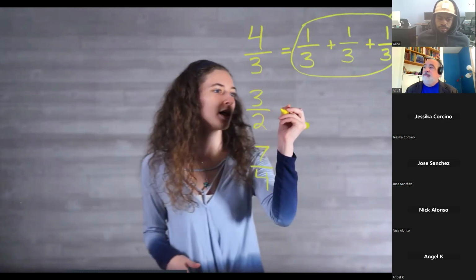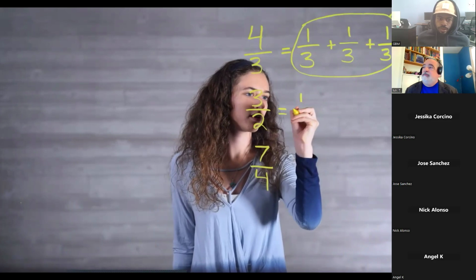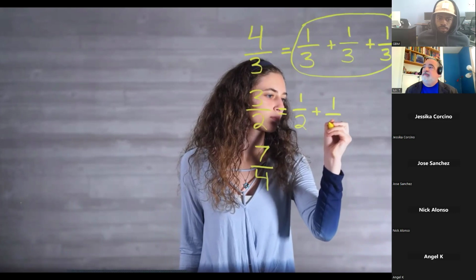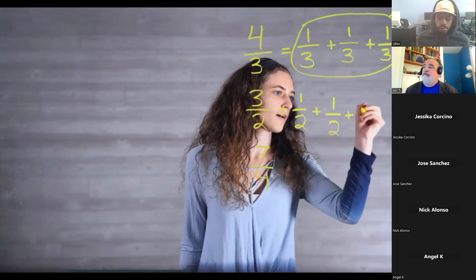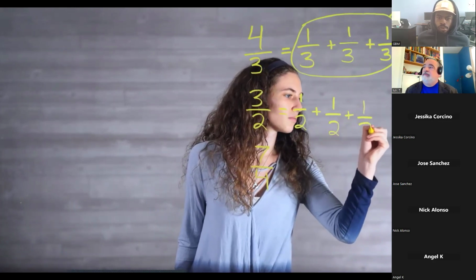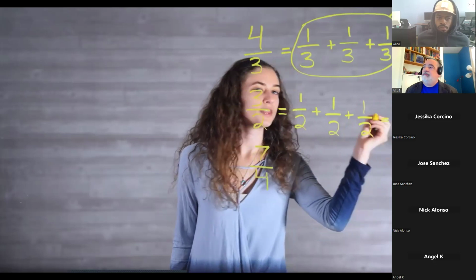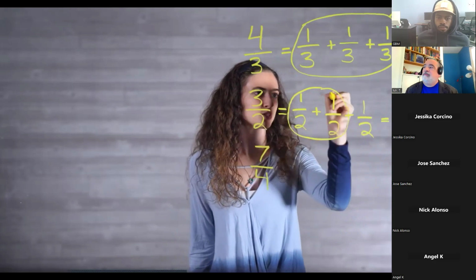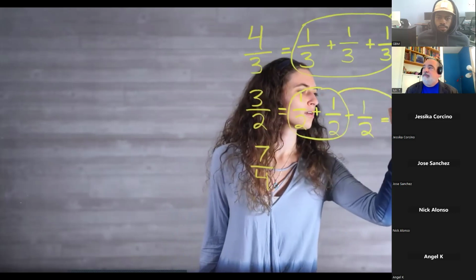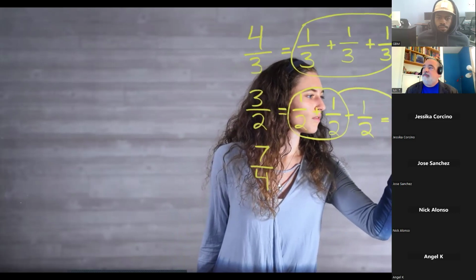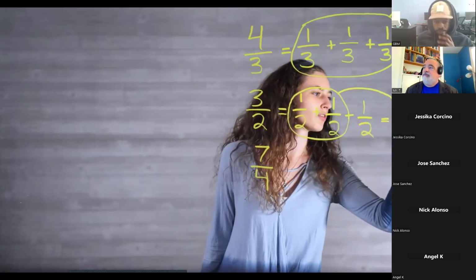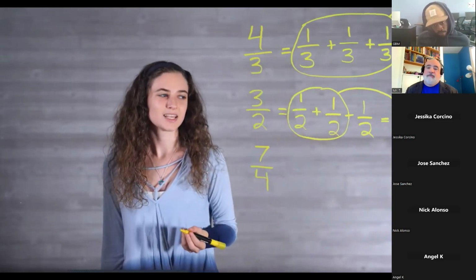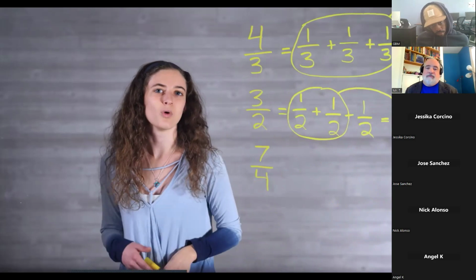3 halves can be visualized as 1/2 plus 1/2 plus 1/2. We then know that 2 halves, 2 over 2, makes 1 whole, and we're left with 1/2 left over. So 3 halves as a mixed number is 1 and 1/2.